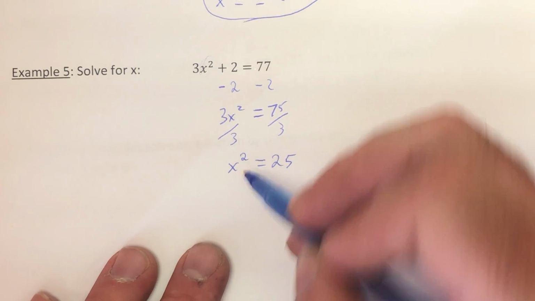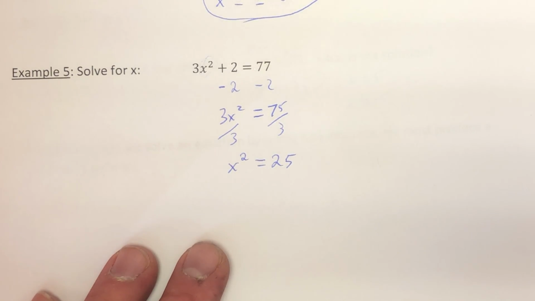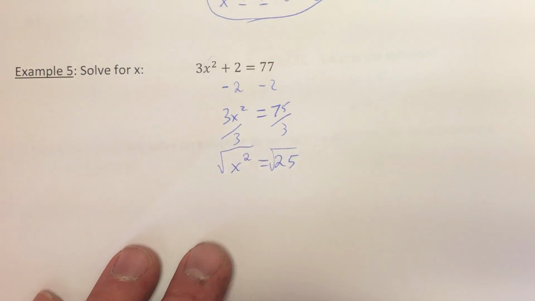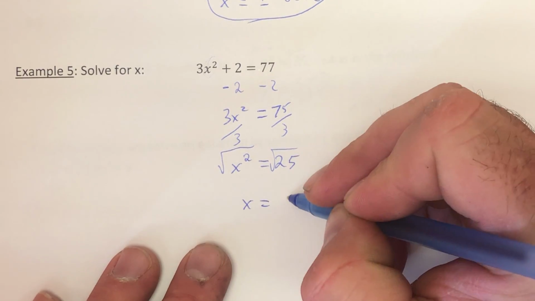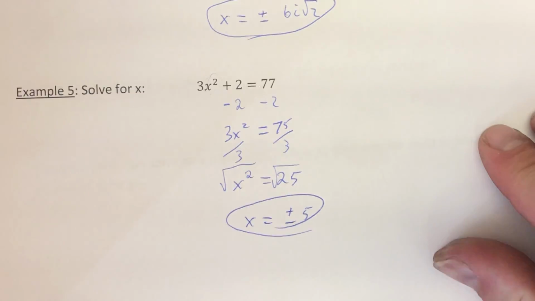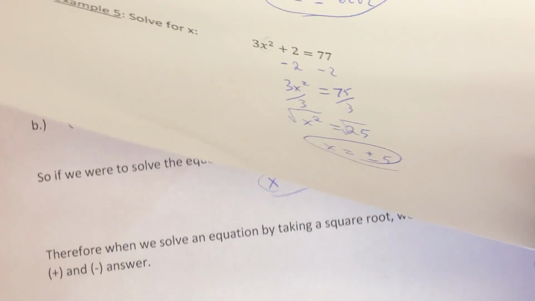So I took the time to first of all isolate my squared term, at which point I could just undo squaring by doing the square root. And so I end up getting x equals positive and negative 5. And that's it. We're done solving that problem.